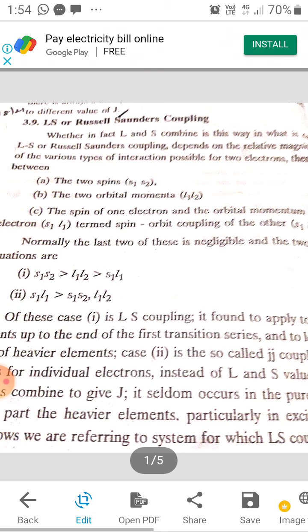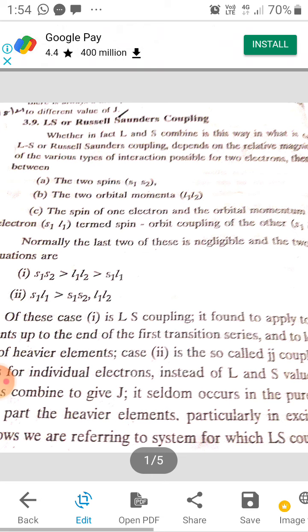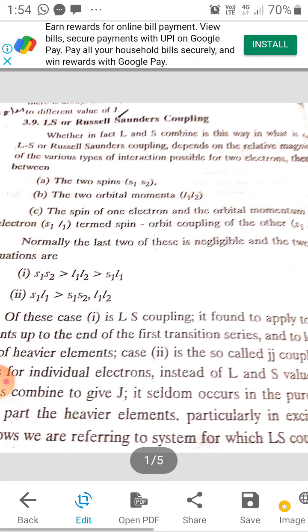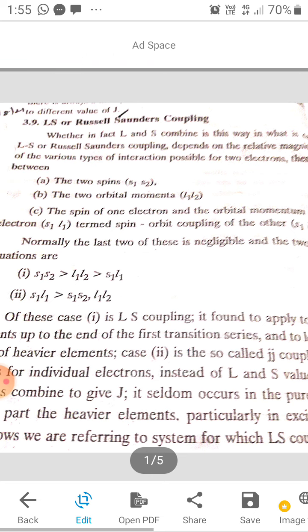We are dealing with LS, that is Russell-Sanders coupling. According to this Russell-Sanders coupling, L and S combine this way in what is called LS or Russell-Sanders coupling. According to it, we have two spins, that is S1 and S2, and the two orbital movements L1 and L2.